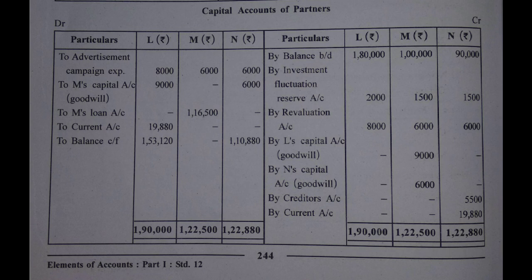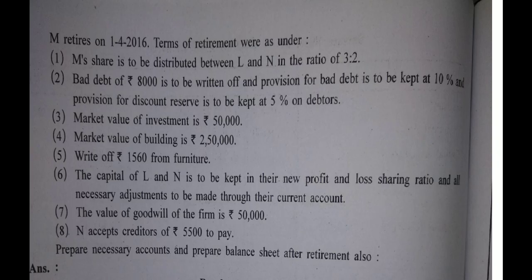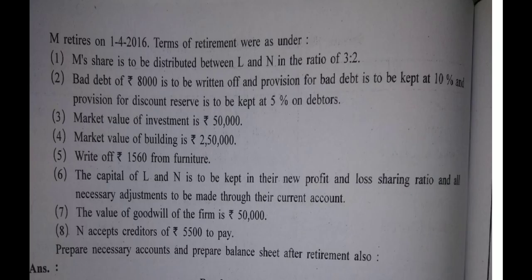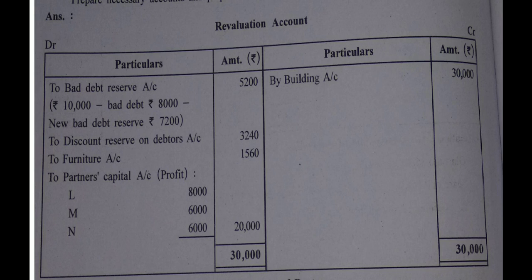You can see in partners' capital accounts and on debit side, advertisement campaign expenditure, which is 8,000, 6,000 and 6,000 respectively. Okay? Then, alright, nothing is left to be recorded now from the old balance sheet. We are also done with all the adjustments except for 6, which will be done at the end as I said. So let us begin totaling revaluation account.